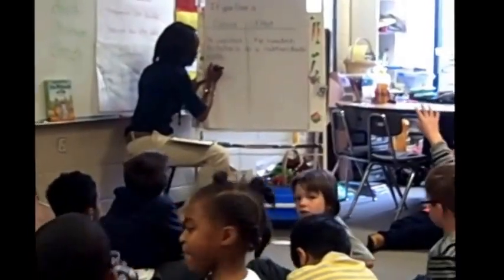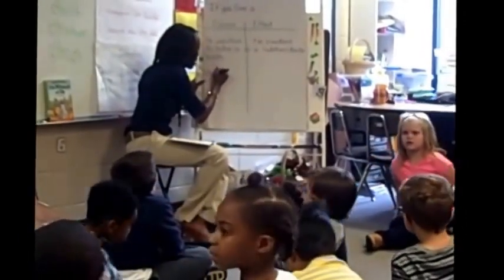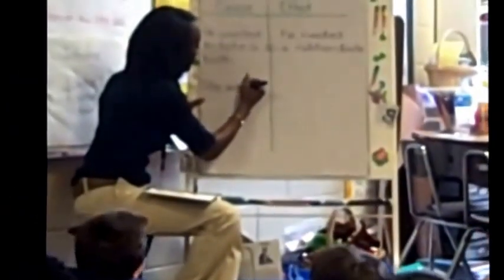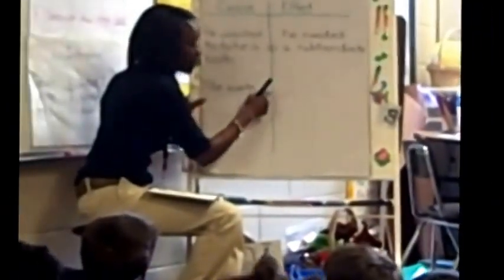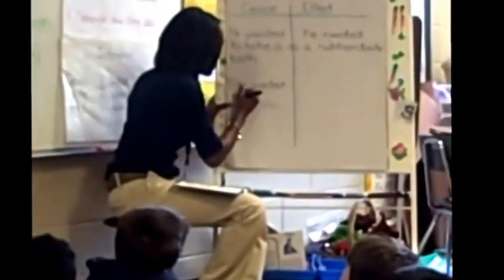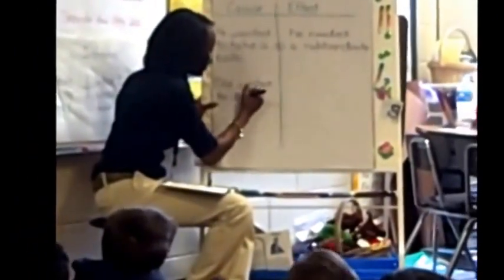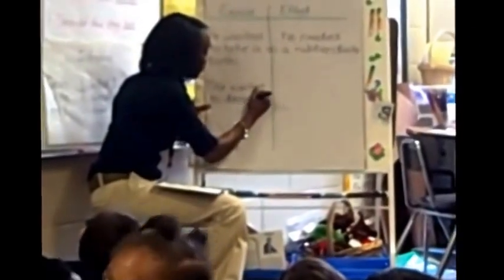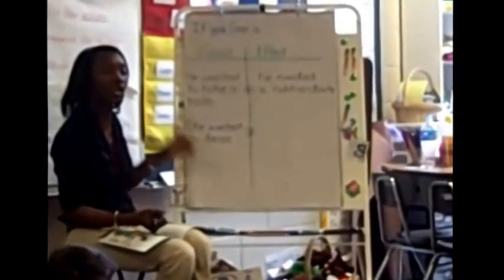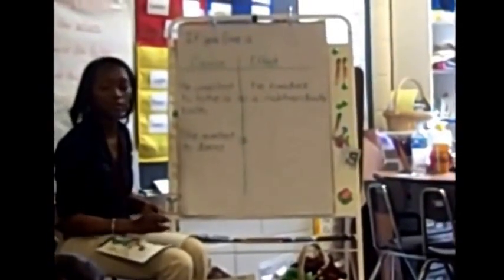Let's see. What was the cause? She wanted... You forgot to put "so." I have to write this part first. She wanted to dance. She wanted. So, what was the effect? Why did she want to dance? Ian?